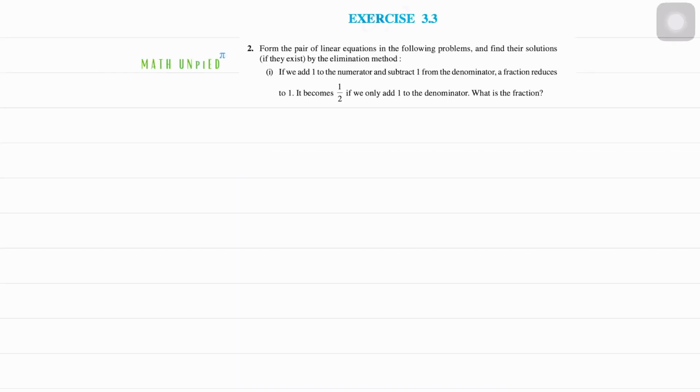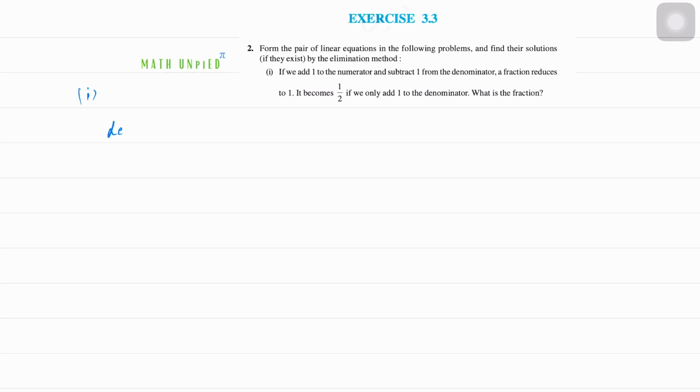Now let's move on to the second question. Form the pair of linear equations in the following problems and find their solutions if they exist by elimination method. The first subdivision is: if we add 1 to the numerator and subtract 1 from the denominator, a fraction reduces to 1. It becomes half if we only add 1 to the denominator. What is the fraction? So let's start with this problem.